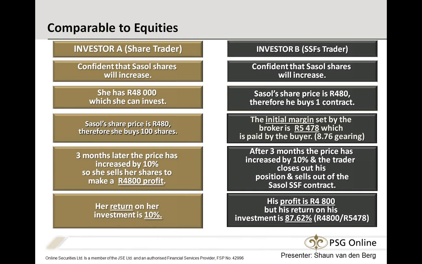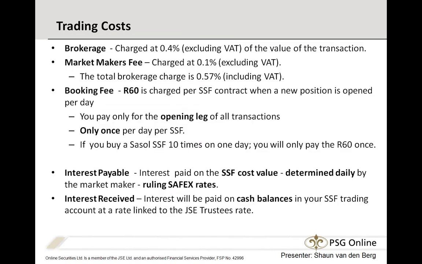So in our situation here, let's say, for example, after 3 months, the market moves in your favor, you make 10% on that. Now your profit, as I say, is 4,800, but as a percentage of your deposit of 5,478 rand, your return is 87%. Okay, that's not too shabby, huh? If you agree. So that's some of the advantages. Obviously, it's very capital efficient, and obviously you'll see now with costs, it's very, very cheap.